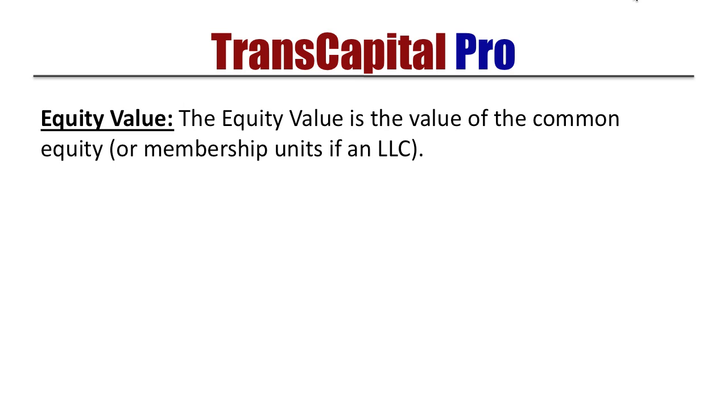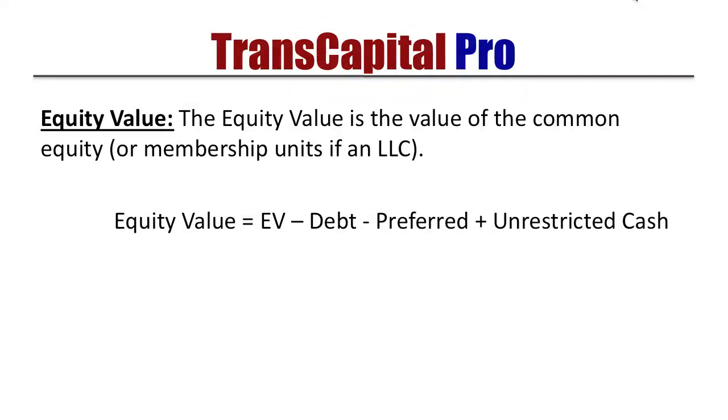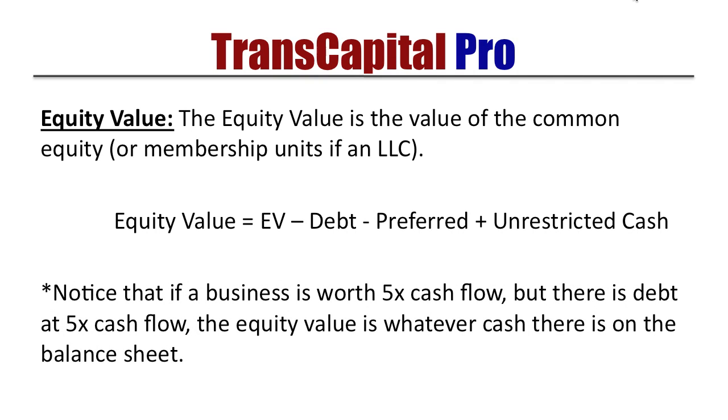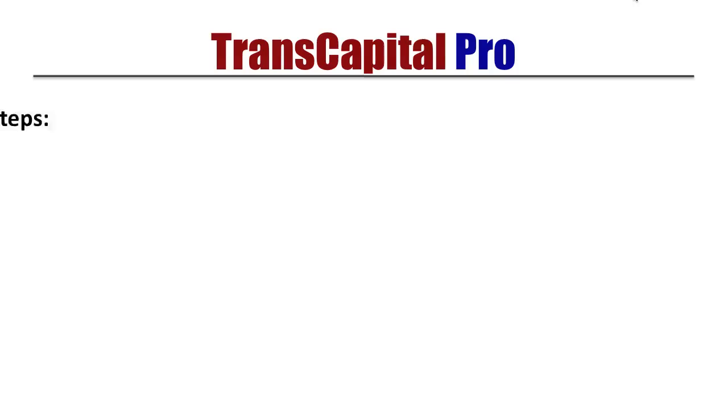The equity value is the value of the common equity or membership units if you have an LLC. And it's a simple formula. Equity value is equal to the enterprise value, less the debt, less the preferred stock, plus unrestricted cash. And you'll notice that if a business is worth 5 times cash flow, but there is debt at 5 times cash flow, then the equity value is essentially 0 or whatever cash there is on the balance sheet.